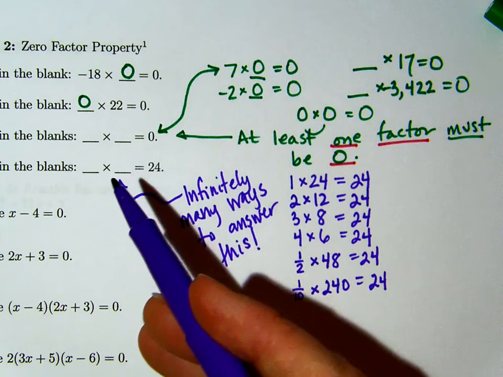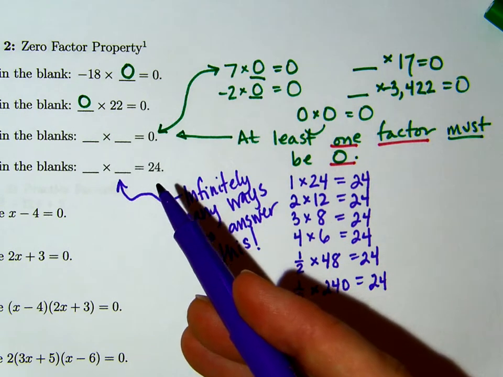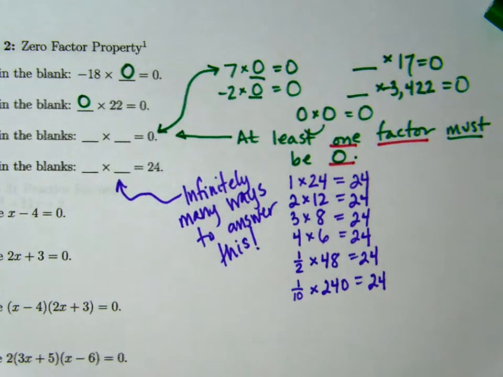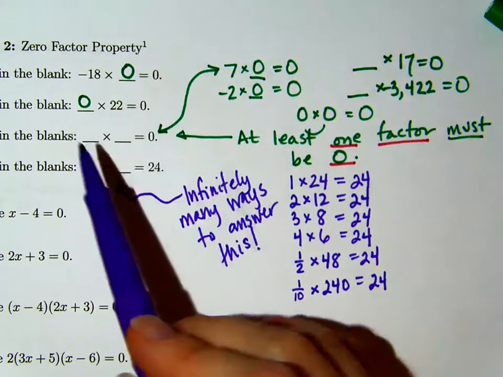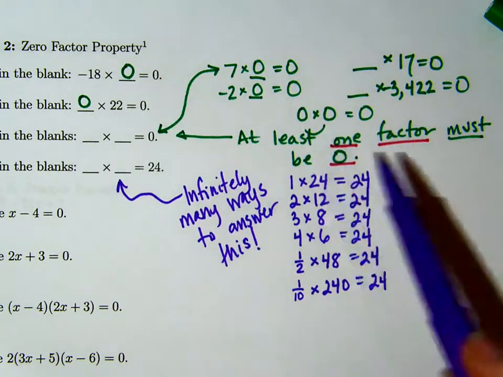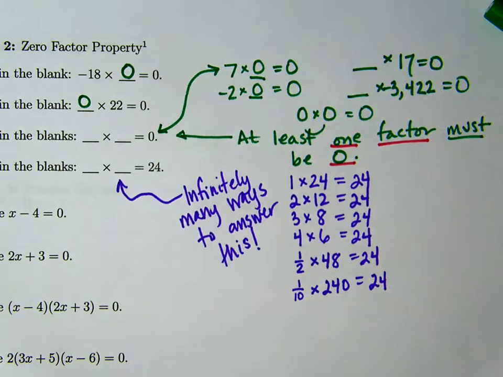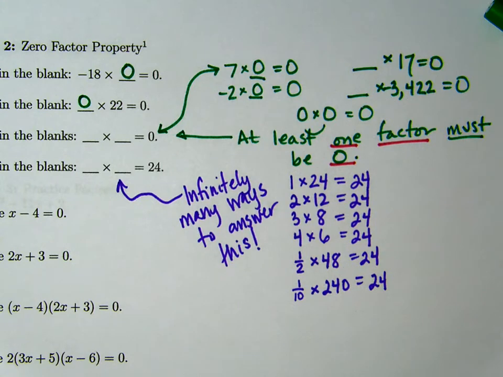So a factor times another factor, their product being 24, that's a really loose constraint. We could do whatever we want to. This is a situation where we have no parents and we have no law. However, with 0, there's a little bit of flexibility, but there's a law. At the end of the day, you take these two things and you get 0. So that means at least one of them had to have been a 0.